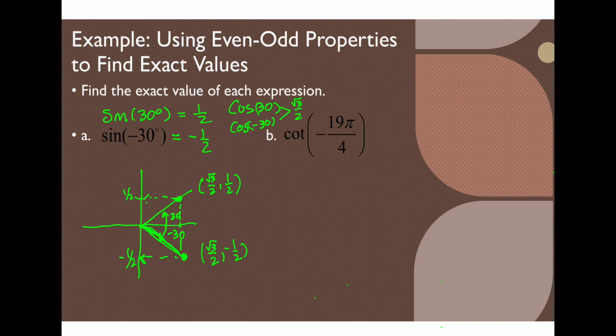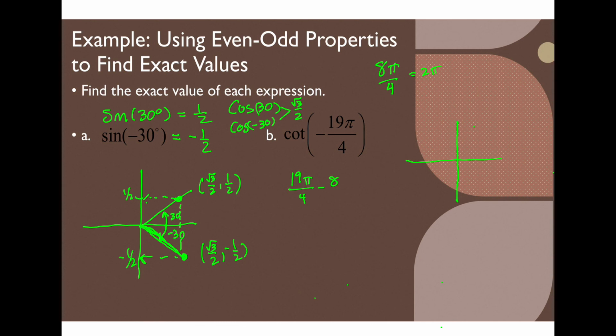Okay, let's go to cotangent. This is an angle that is obviously more than one rotation. In fact, one rotation would be 8 pi over 4. 8 divided by 4 is 2, so that would be 2 pi, so that's one rotation. And so 2 rotations would be 16 pi over 4. So at any rate, let's just take it as positive 19 pi over 4.